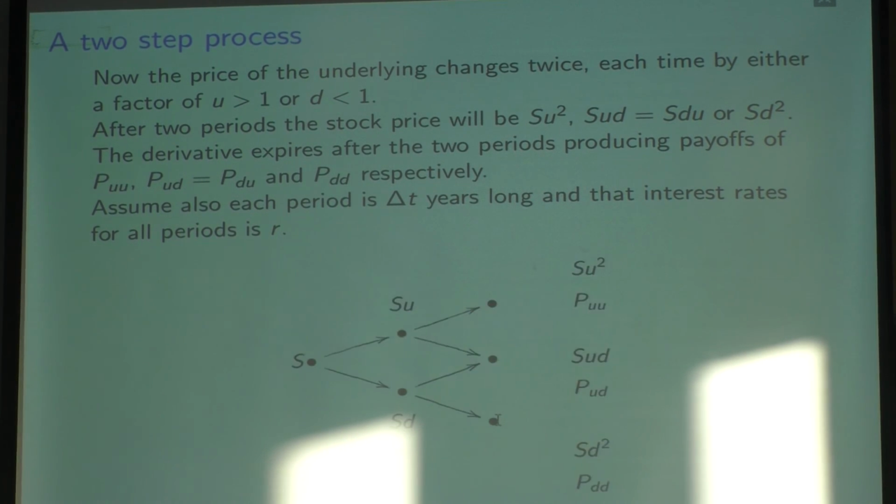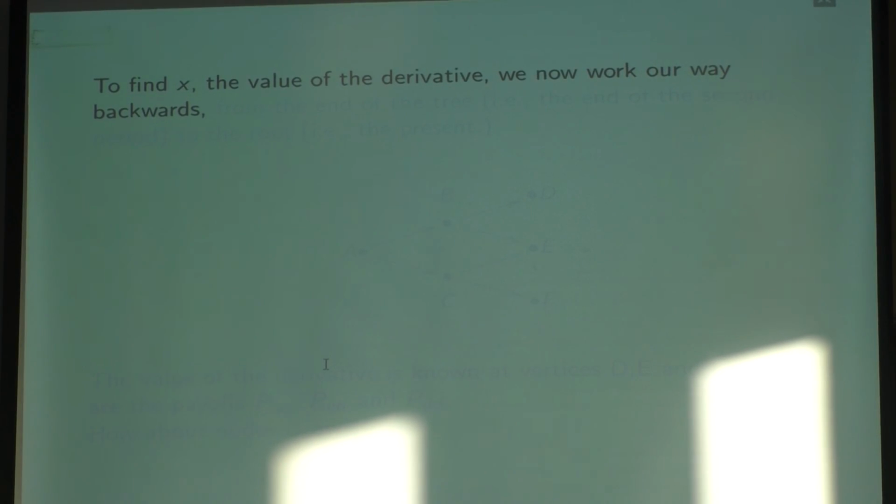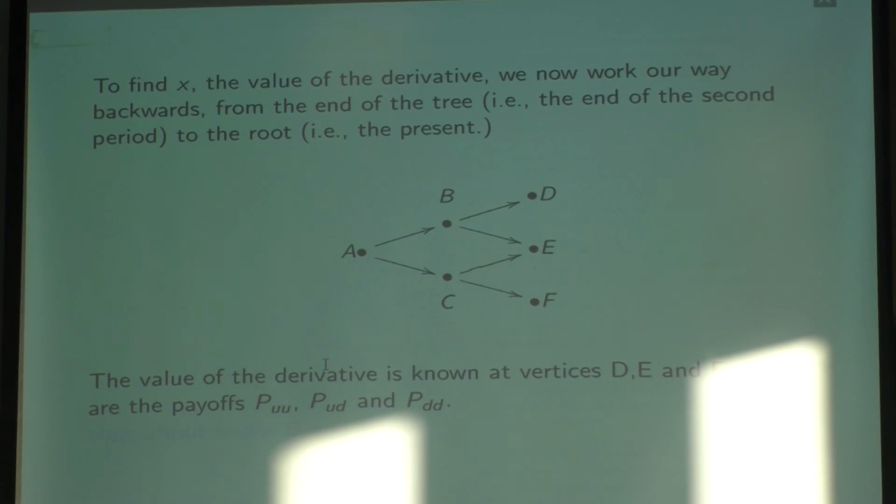And now I'm going to repeat the picture I've just drawn. And I'm going to ask myself, how do I find the price of this derivative now, at time 0? So I'm going to give names to the various nodes in this tree. So here they are. So I'm standing at present at node A, and then after one period of time, I'm going to find myself in node B or node C.